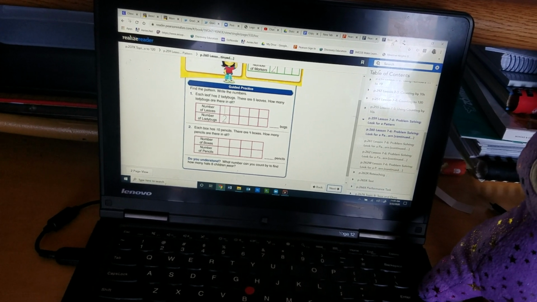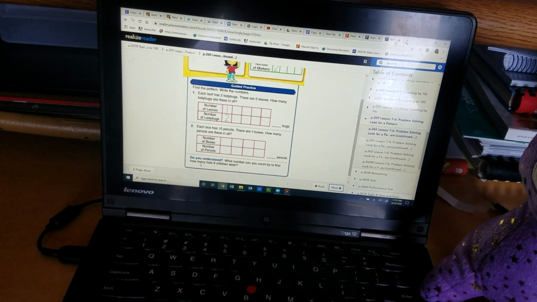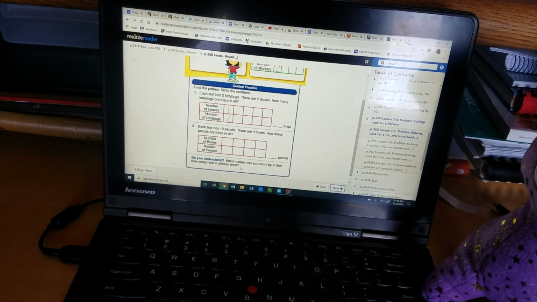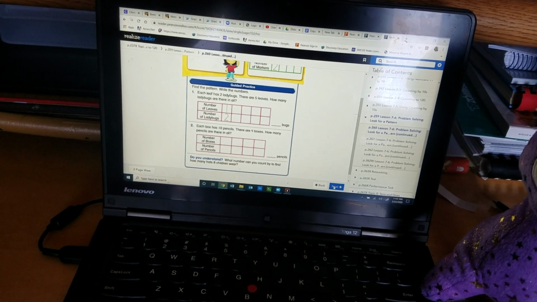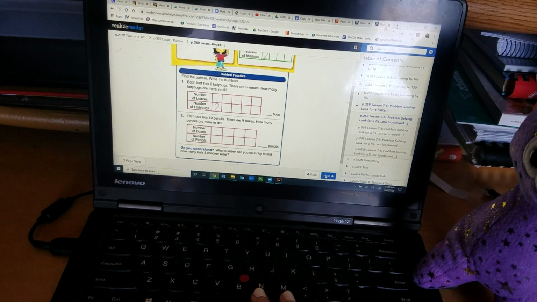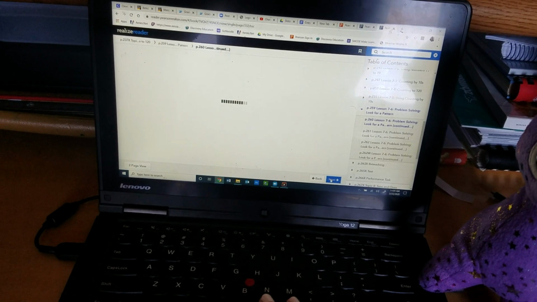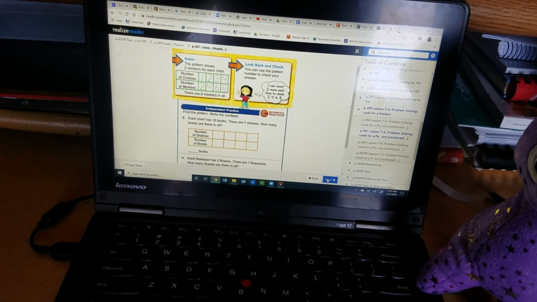What number can you count by to find how many hats 8 children wear? You can write that or talk to a family member about that. Let's go to the next page. Very similar stuff on the next page.